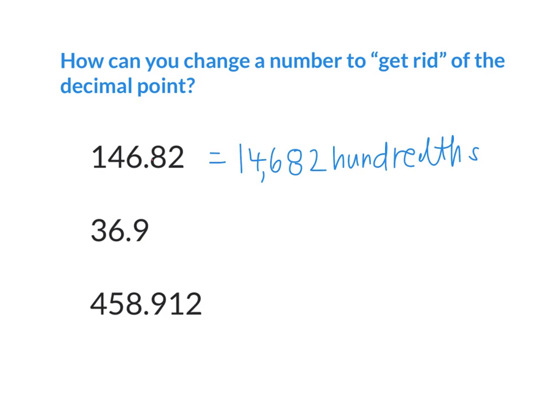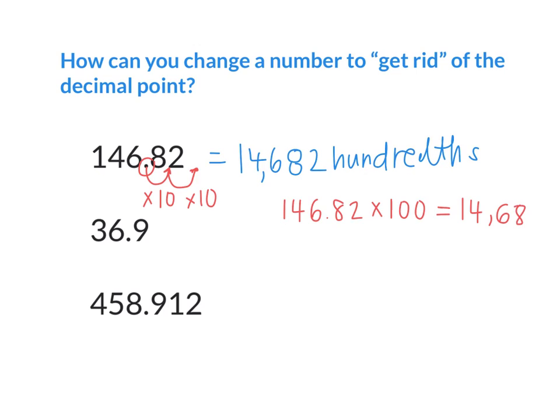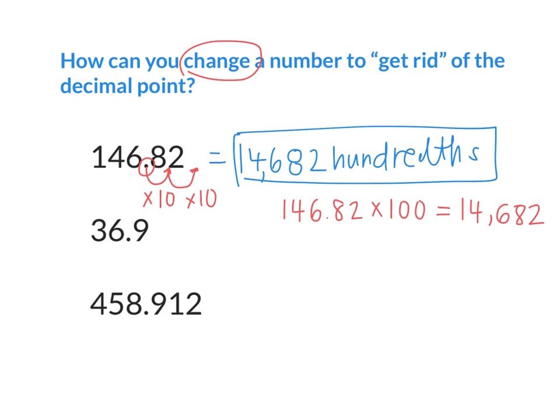Another way we could do it is by multiplying, can't we? If I take this decimal point and I want to move it to here, what am I doing? Multiplying by 10. Would that get rid of the decimal point? No. But if I move it here and then multiply it by 10 again, would that be getting rid of the decimal point? So if I multiply 146 and 82 hundredths by 100, I would get 14,682. Does that get rid of the decimal point? That's changing the number though, isn't it? When we do unit form, is this changing the value? No. If I multiply by 100, am I changing the value? I am changing it.